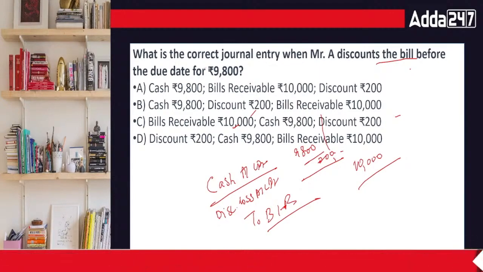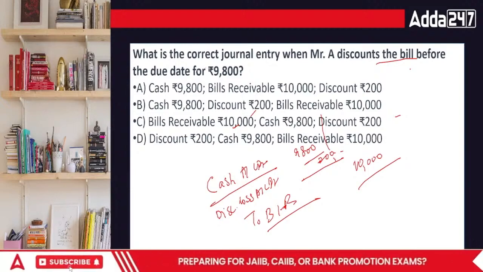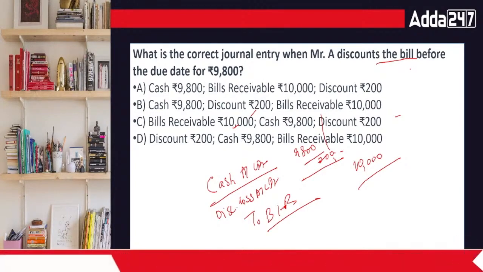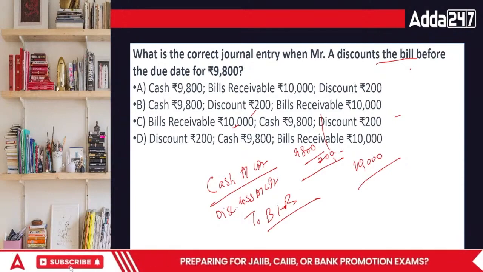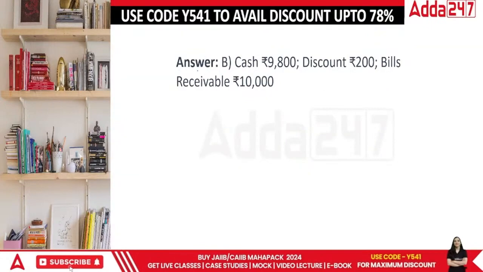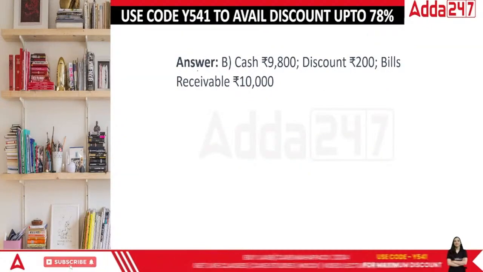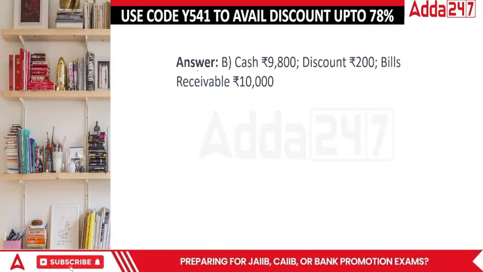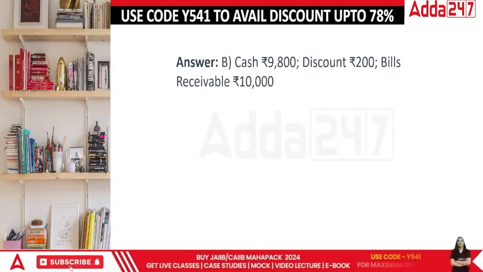So technically you are getting cash 9800 rupees, then you are losing your bill receivable, because you were supposed to receive money after so and so amount of time, but you sold the same to the bank and reduced your chances of getting that particular thing. So in this case, the correct answer would come out to be cash. You're receiving 9800, but there you are also having a discount you had to give them, and then the bills receivable, the money to receive, is gone.